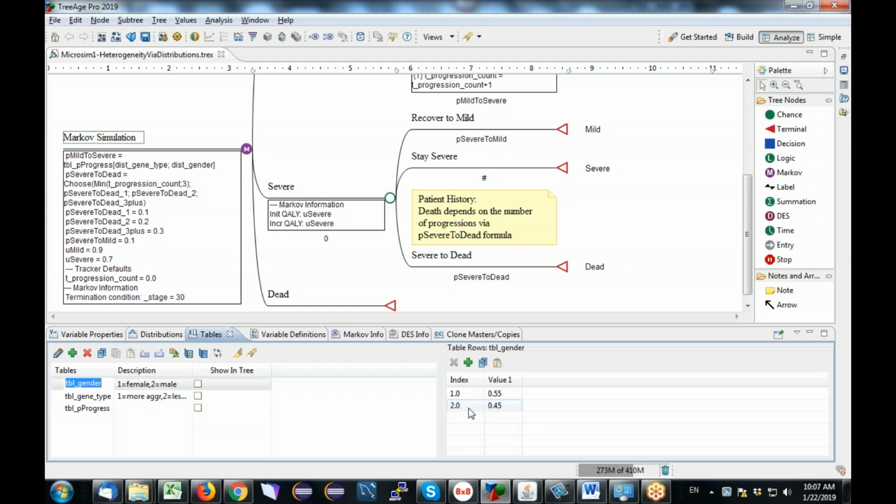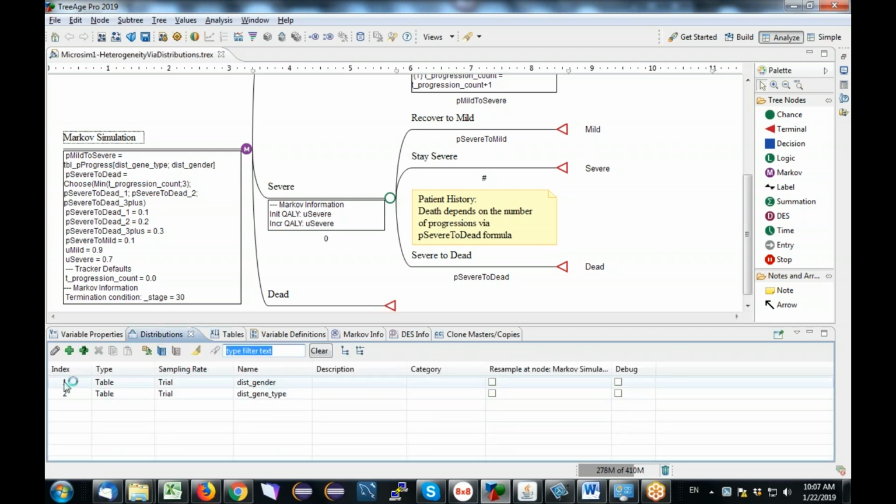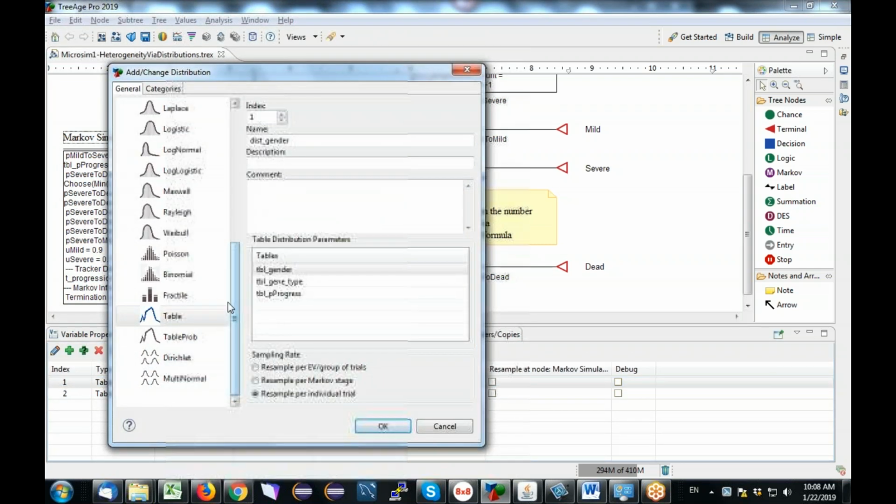And we've taken that demographics, we've put it into a table, and then from the table, we have a distribution, disgender, which basically just says, okay, it's a table. From this table, assign a gender to each individual as they enter the model. So resampling per individual trial, patient would be a better word to put here. So every patient is going to get a new value for gender that's based on a table distribution that uses those demographics.